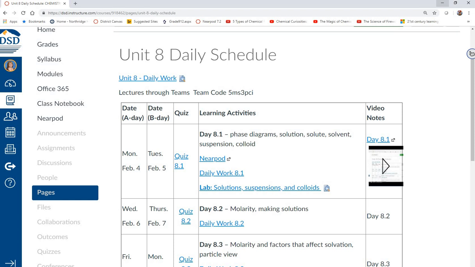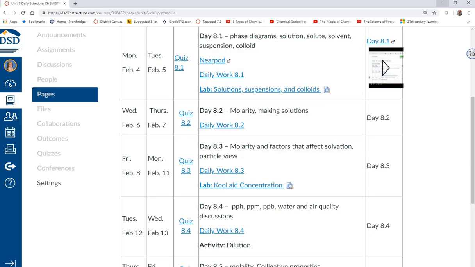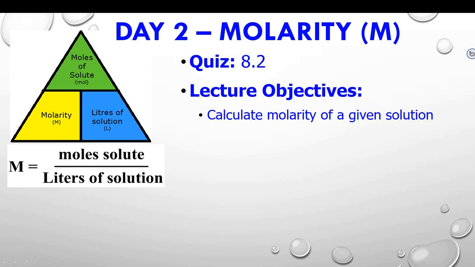Okay? All right. So today we are going to learn about molarity and how to make solutions. And we're going to be doing daily work 8.2. I know a lot of you didn't get the last one turned in. What's nice is today's notes are very short. And then you have time to work on what you haven't finished and get it in. Okay? So, here we go. PowerPoint, right here. All right, so sometime today, and I'm not going to give you time right now, but you'll have time in a minute, make sure you take quiz 8.2.